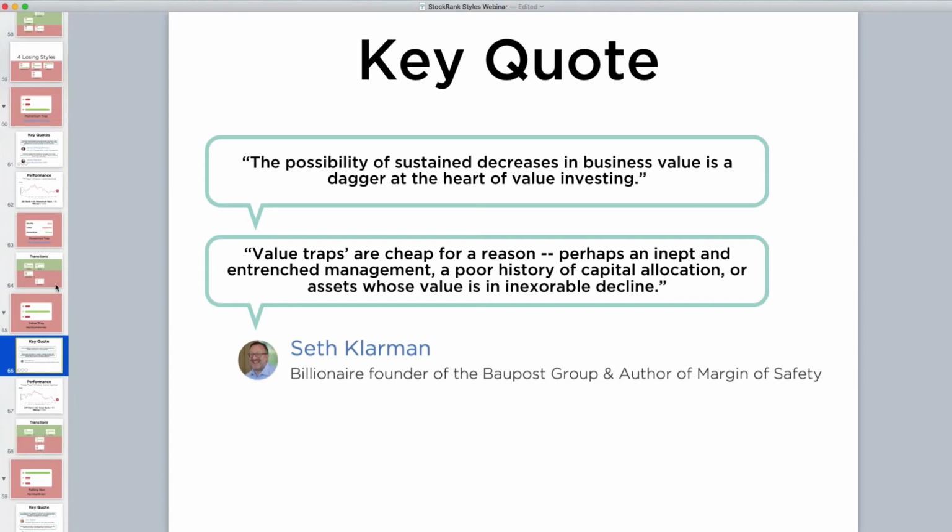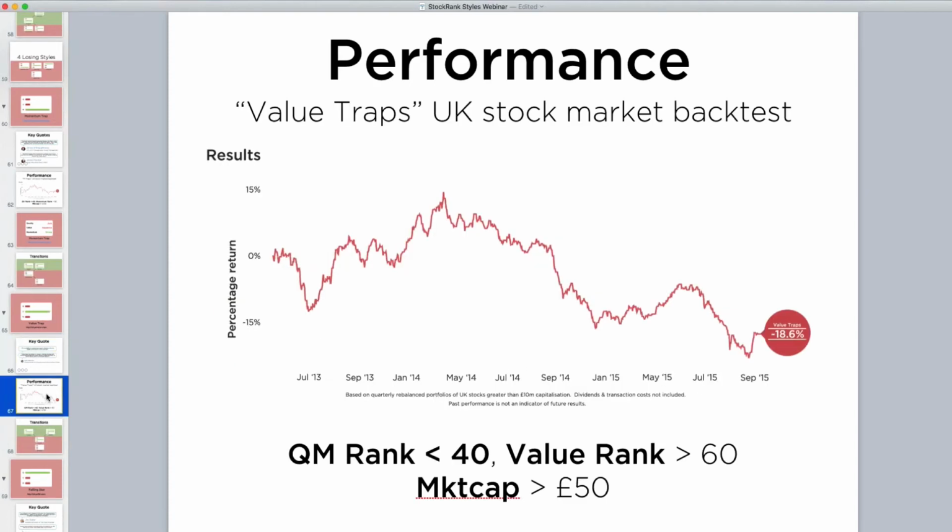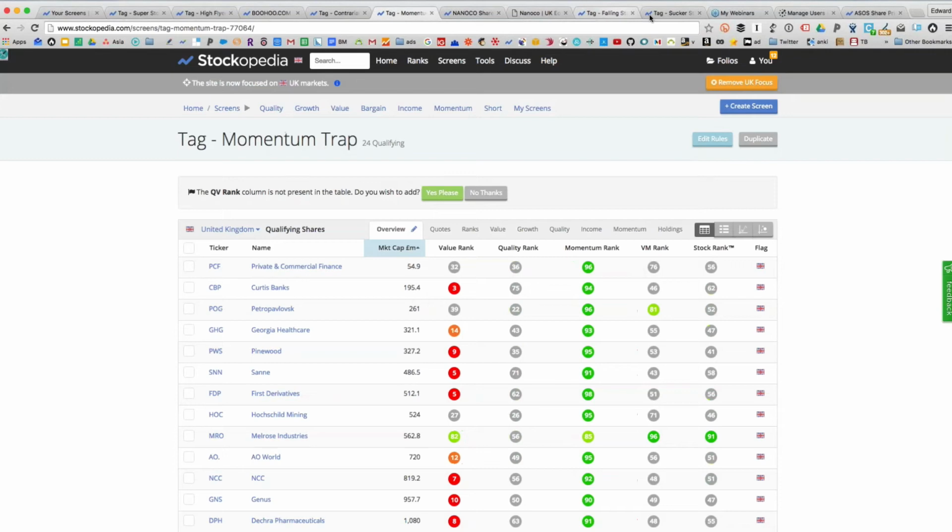So if you see a profile of share which has got a very high value rank, but very low quality and momentum ranks, be warned. It's one of the most expensive mistakes you can make. Our measure here in our backtest showed very, very, very poor performance. And flicking back to the screener, I can show you some of these stocks.